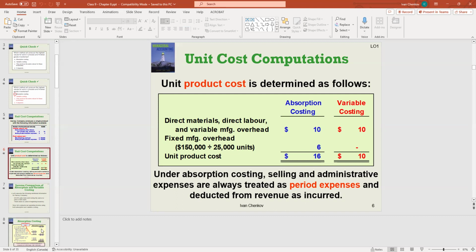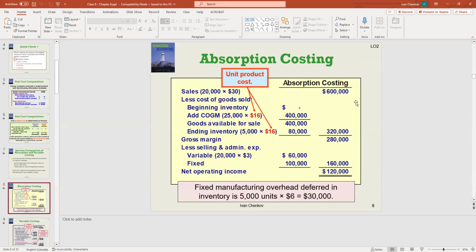For that reason, let's see what's going to happen. In absorption costing, the sales are just sales. There's no magic and nothing tricky in the sales. It's 20,000 times $30 per unit, $600,000. Now for cost of goods sold under absorption, we follow the traditional format. We take the beginning inventory, which is 0, then add how much we produced, cost of goods manufactured, 25,000 times $16, which is $6 more than variable costing, $400,000.